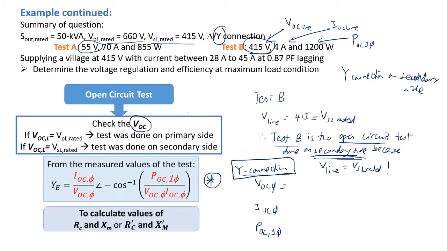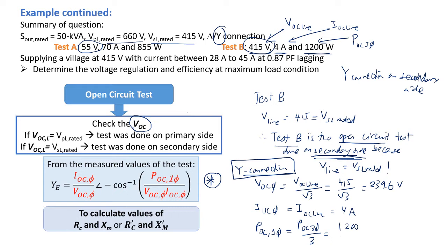So VOC phase will be equal to VOC line divided by square root of 3. So 415 divided by square root of 3 is 239.6 volts. And the current given from test B is 4 amperes. And because it's Y connection, the open circuit phase current is equal to the open circuit line current, so it's just 4 amperes. And the power given, 1200 watts, is 3 phase, so to get one phase, the 3-phase power divided by 3, so 1200 watts divided by 3 is equal to 400 watts.